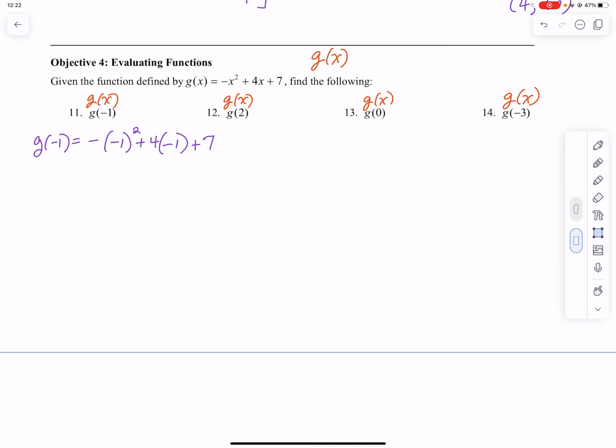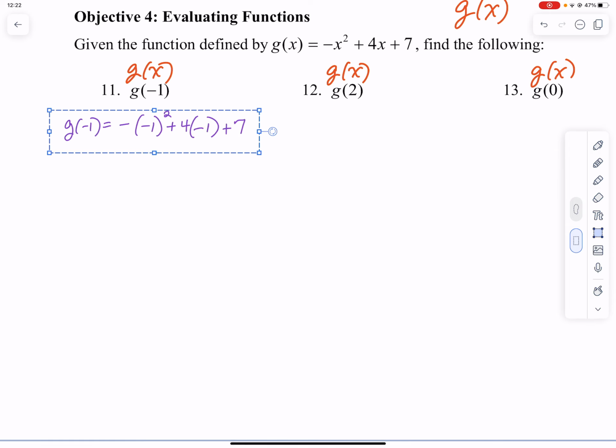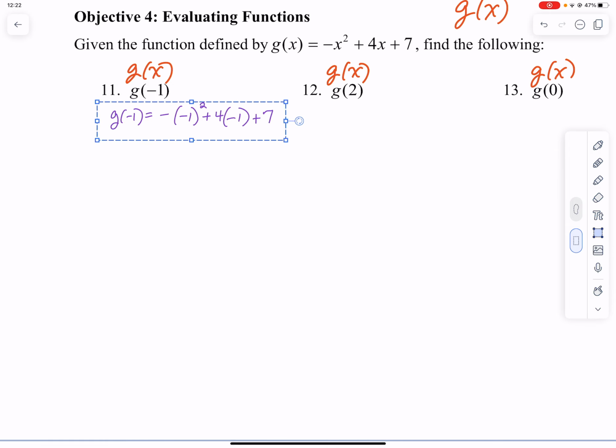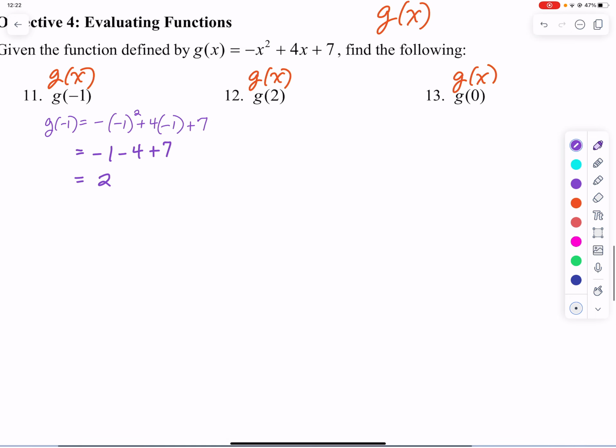So I'm going to have to figure out how to draw this a little bit smaller, and maybe I will zoom in because I don't have that much room for each one of these problems. Okay, so let's go ahead and evaluate that. That would be a -1 minus 4 plus 7, and that is equal to 2. G of 2 is a -2 squared plus 4 times 2 plus 7. It's a -4 plus 8 plus 7, and that would be 11.